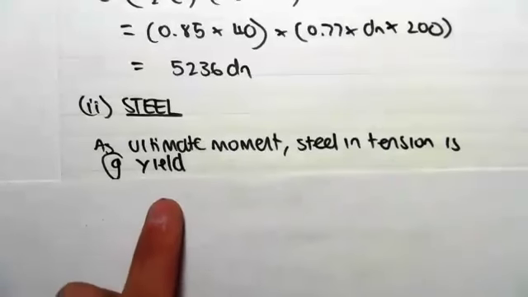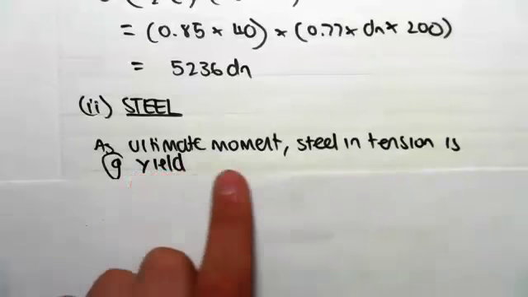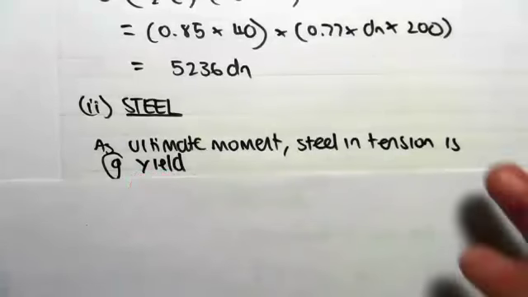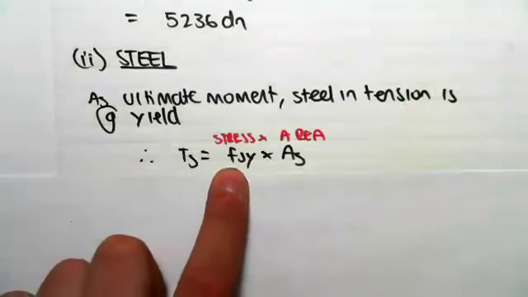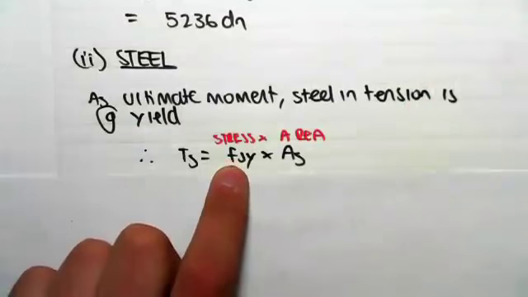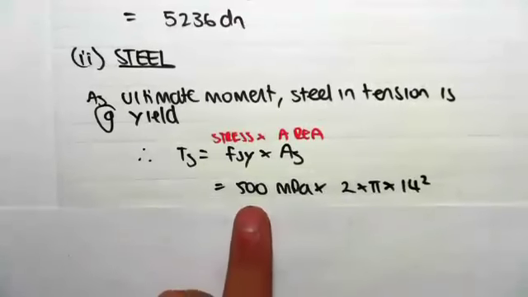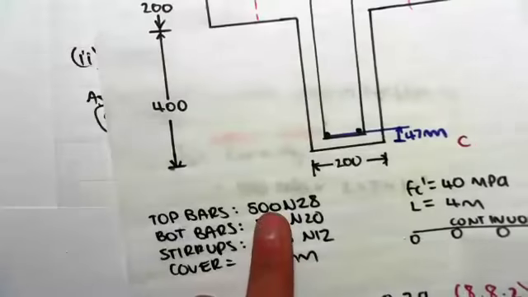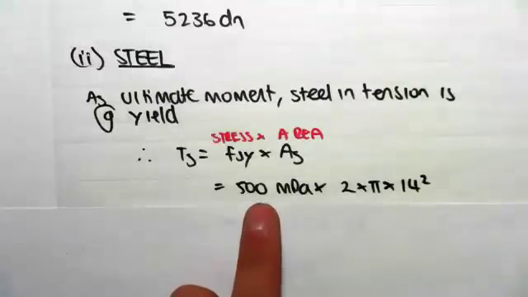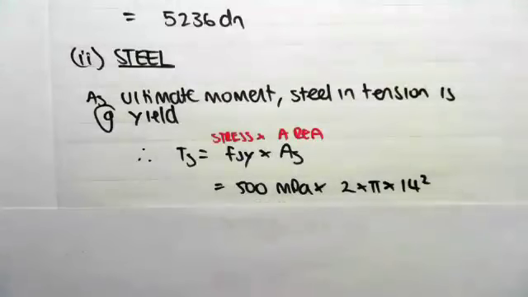But for the ultimate moment, we're going to say that the steel in tension is at yield. Which means that the tension in the steel is just going to be the yield stress, fsy, the steel in yield, times its area. Now, we said we're using 500 bars. The bars we're using in our problem are all N28s, all 500. So it's 500 MPa times the area of steel.